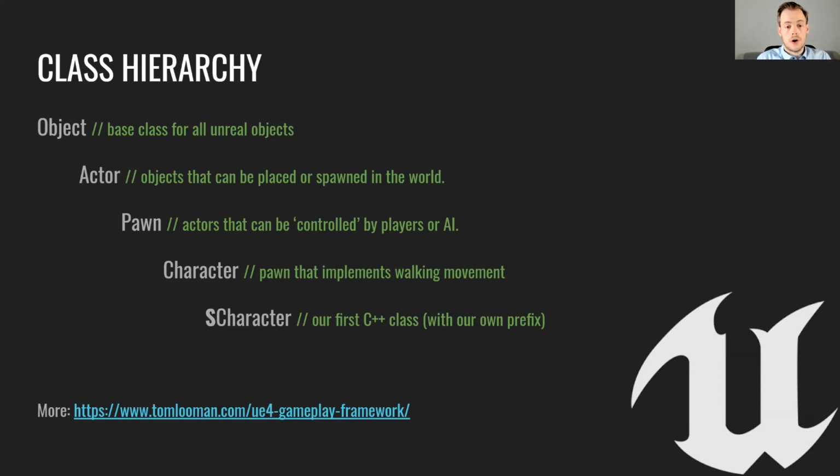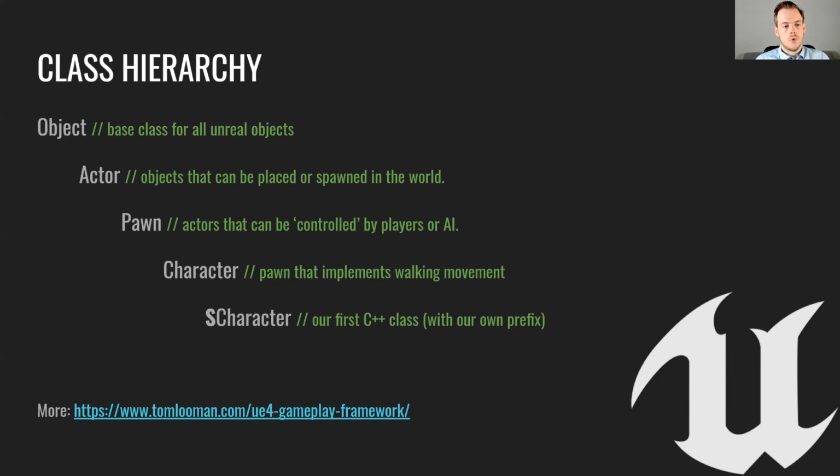Then we'll have pawn, which is any object which derives from actor, which is controlled by either players or AI. So they receive some kind of input. And then we have character, which again derives from pawn, which already, and this is very convenient for us, implements walking movement. And that's actually quite a lot of code. I think the movement is about 2,000 lines of code or something. So we thankfully don't have to make that. We can just derive from character. And that's what we're going to do today. We're just going to make our own character, and I'll explain where that S prefix comes from in a second.